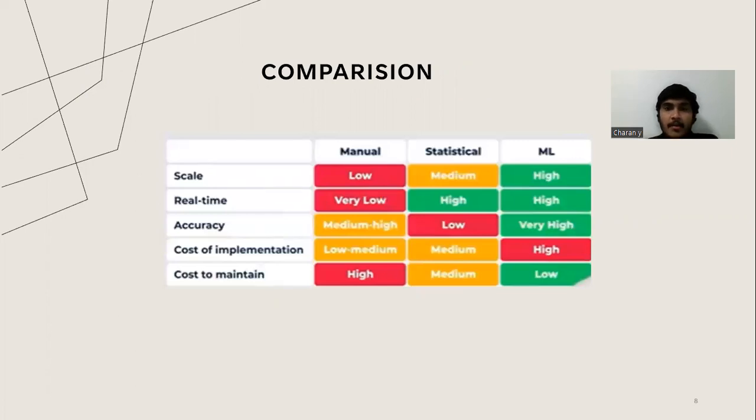This is anomaly detection comparison. When you give the values manually or statically, machine learning has a high scale, and it is very quick in execution with a very high accuracy. But the only disadvantage is cost of implementation is high, and it is slow to maintain.